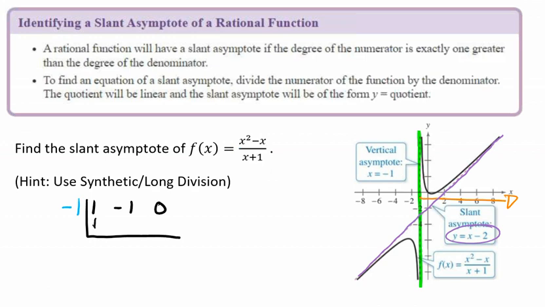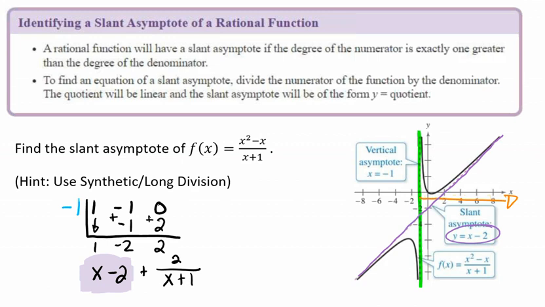And here we go. We're going to bring that down, multiply, put it up and add. That gives us a negative 2. We're going to multiply, put it up, and add. And here we have a remainder of 2. And here we can see this is going to give us an x minus 2 plus 2 over x plus 1. And so the part that is our slant asymptote is this right there, this x minus 2.